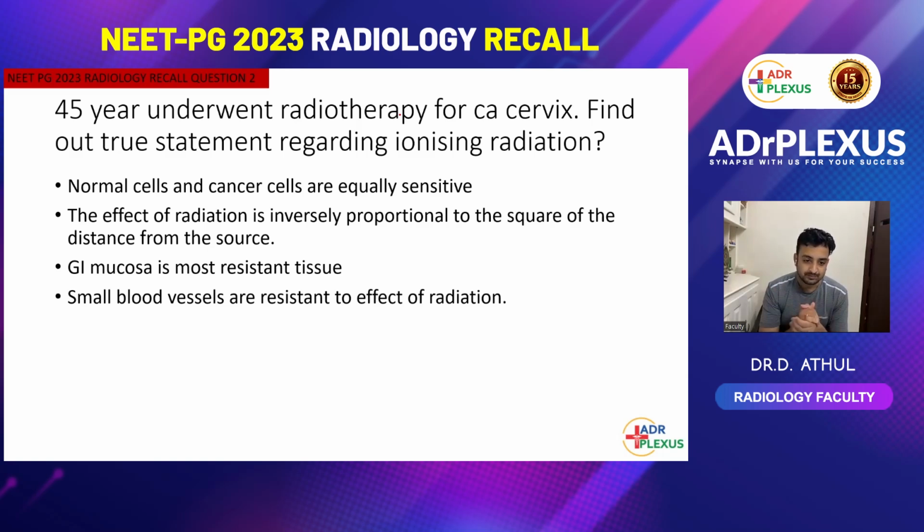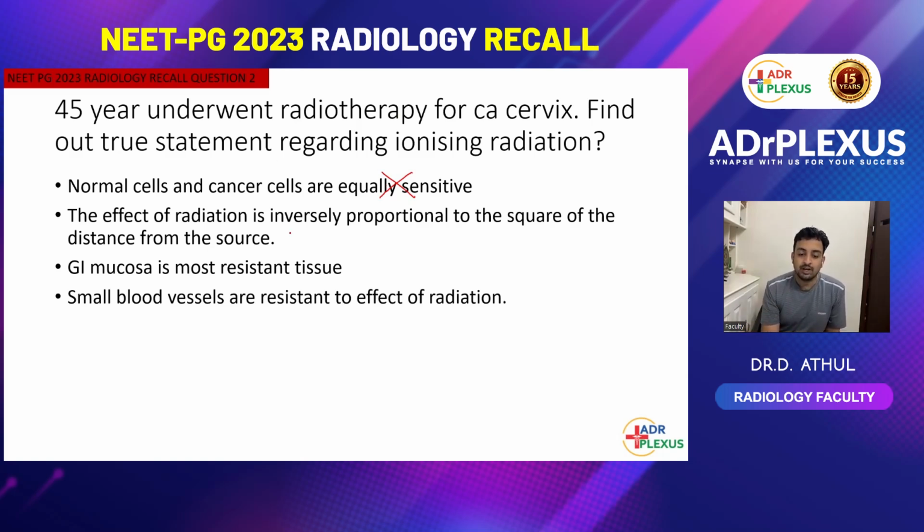The first option was that normal cells and cancer cells are equally sensitive. We know rapidly dividing cells are more susceptible to radiation. So cancer cells always have more susceptibility to radiation than normal cells. So that option is incorrect.